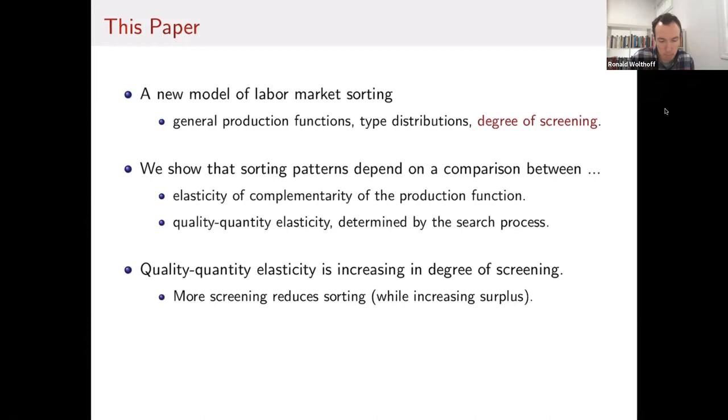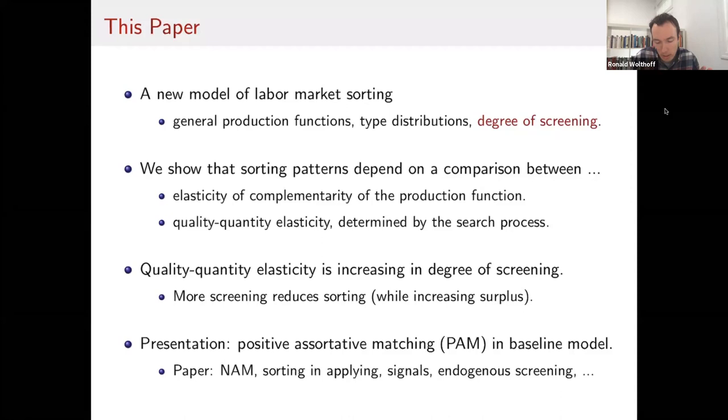Okay. And yeah, like I said, in the presentation, I'm going to focus on positive sorting, positive assortative matching. High type workers are matched with high type firms. When do we get that? There is a lot more in the paper. We describe conditions for negative sorting. We don't only look at matches, but also at applicant pools. When do better firms attract better pools of applicants? We allow for some signals, we endogenize screening, and so on. Okay, and if I get to that, I can talk about that a little bit. But for the most part, I'm going to talk about positive assortative matching in the baseline model.